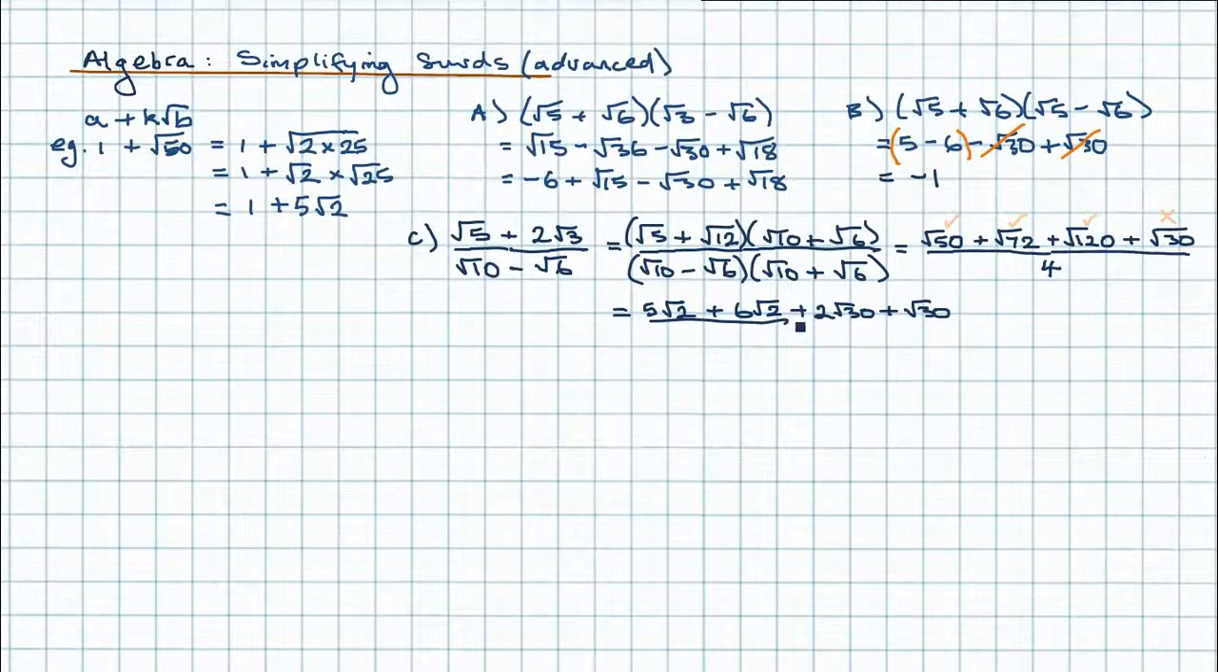All of this over 4, so we draw our fraction bar here. As our numerator, we've got here 5 root 2 and 6 root 2, so that would be 11 root 2. So we're looking at like terms here. The other like terms are the root 30s, so we've got 2 root 30s here, and another root 30 gives us 3 root 30. All of that divided by 4, and there's our simplified surd quantity.